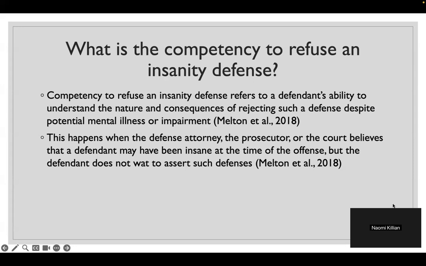Second bullet, this happens when the defense attorney, the prosecutor, or the court believes that a defendant may be insane at the time of the offense, but the defendant does not want to assert such a defense. This is just another example of how being competent during the actual trial is important. This is something the defense attorney, the prosecutor, and the court can all agree on, or the attorney may want to talk to the court and say, I believe that my client is not able, due to their mental illness, and we may actually need some type of psychological evaluation.